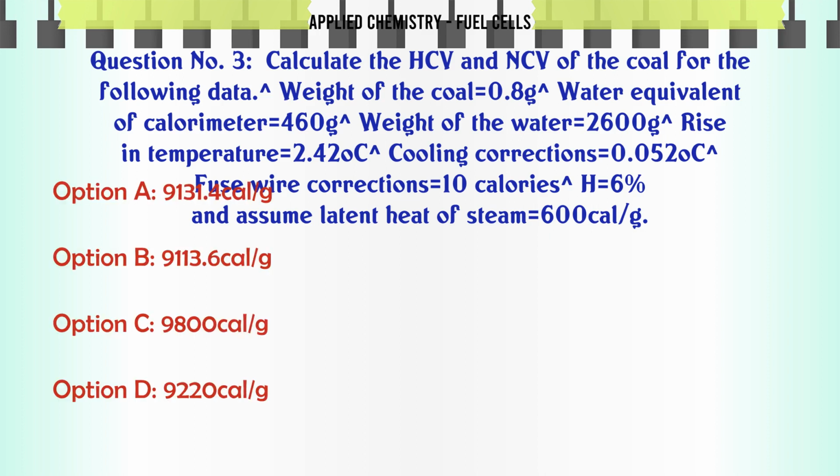Calculate the HCV and NCV of the coal for the following data. Weight of the coal 0.8 g, water equivalent of calorimeter 460 g, weight of the water 2600 g, rise in temperature 2.42 °C, cooling corrections 0.052 °C, fuse wire corrections 10 calories, and assume latent heat of steam 600 calories/g.